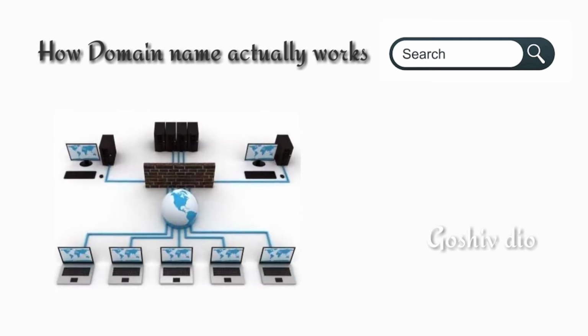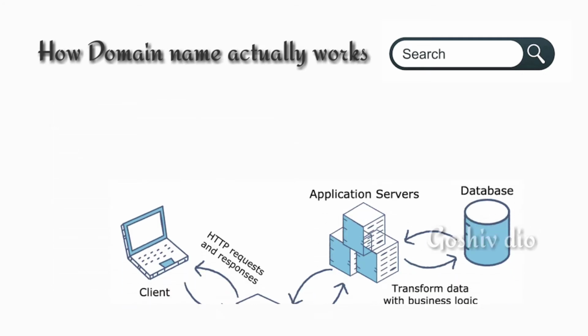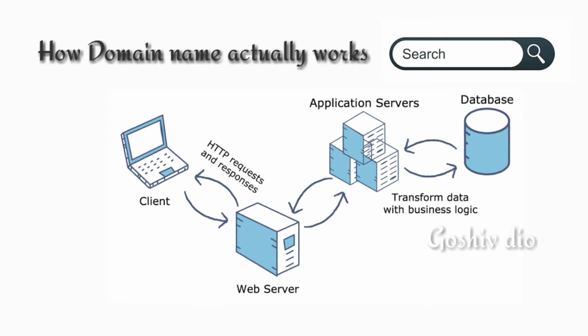How domain names actually work. To understand how domain names actually work, we will take a look at what happens when you enter one in your browser. When you enter a domain name in your web browser, it first sends a request to a global network of servers that form the domain name system, DNS. These servers then look up the name servers associated with the domain and forward the request to those name servers.